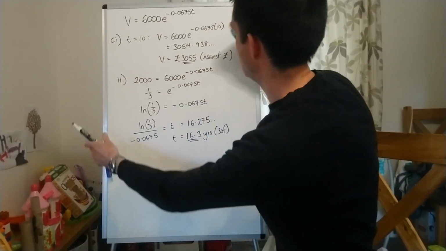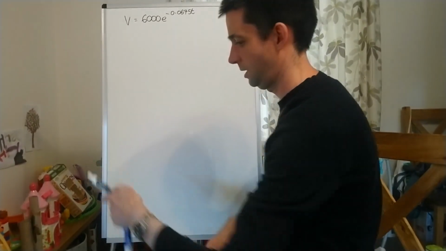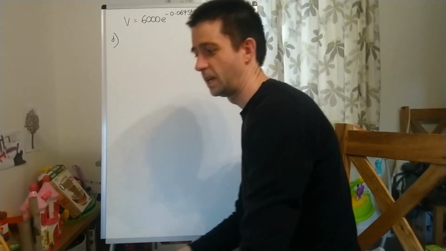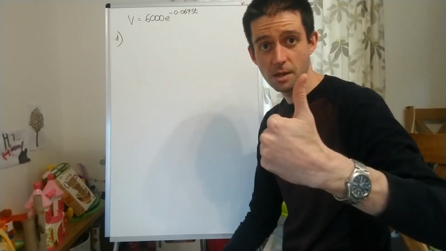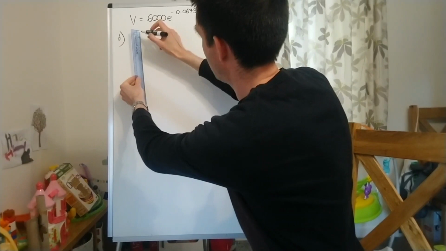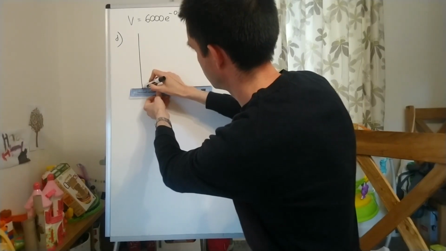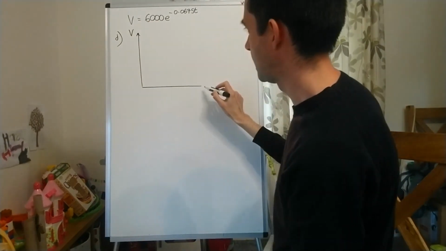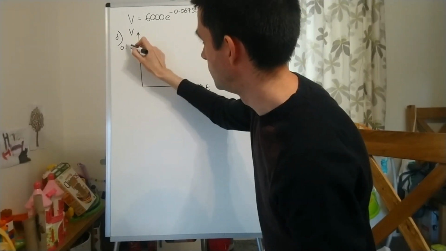Right, part D is asking us to sketch the graph for this equation here. Now, remembering from sketching exponential functions, what are the three things that I'm interested in when I'm sketching an exponential? I'm interested in the shape, the intercept, and the asymptote. So the shape we talked about at the beginning is going to be an e to the negative t shape. My intercept on this axis here, which is my v axis, is going to be the initial value when t is 0. So it's 6,000.